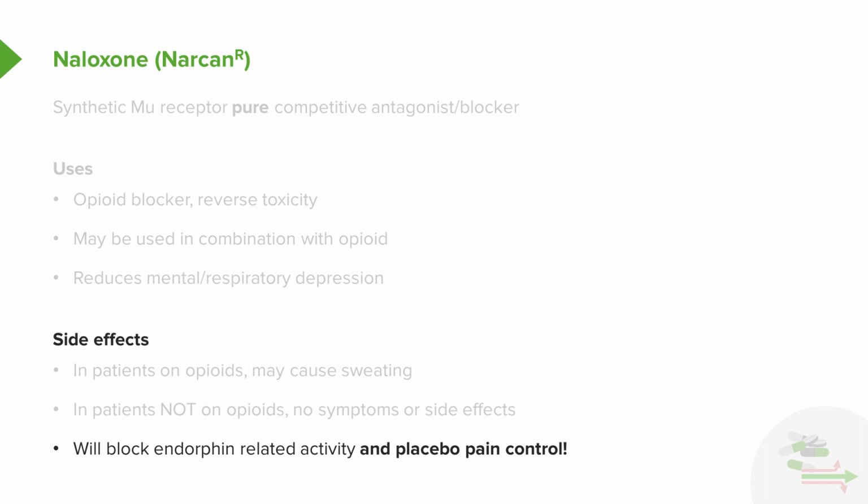Now, patients who, let's say, twisted an ankle but don't really feel much pain, when you give them naloxone, they start to feel pain. And we believe it's because naloxone is blocking the endorphin-related pain control that the body is producing on its own. So sometimes you can get an increase in pain when you're using naloxone.